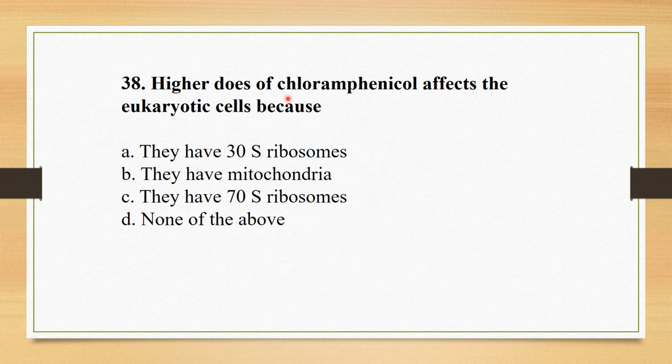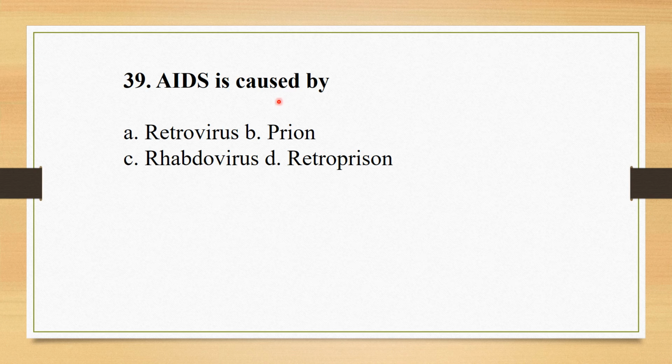Higher doses of chloramphenicol affect eukaryotic cells because they have mitochondria. Chloramphenicol affects the ribosome, and mitochondria have their own ribosomes just like those of bacteria. AIDS is caused by retroviruses, the HIV virus.